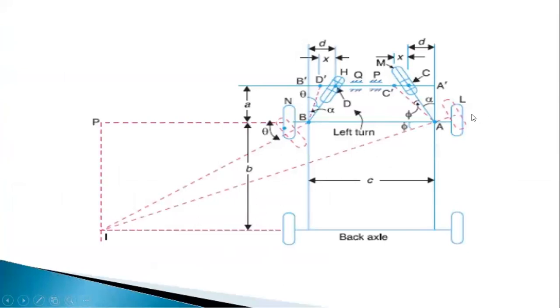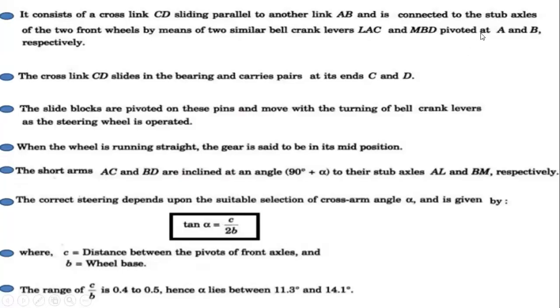So LAC and MBD are the two triangles formed from these sections, which are pivoted at A and B positions respectively. And the crosslink CD slides in the bearing and carries pairs at its ends C and D. So the crosslink CD is sliding in the bearing and carries the pairs at its ends C and D.